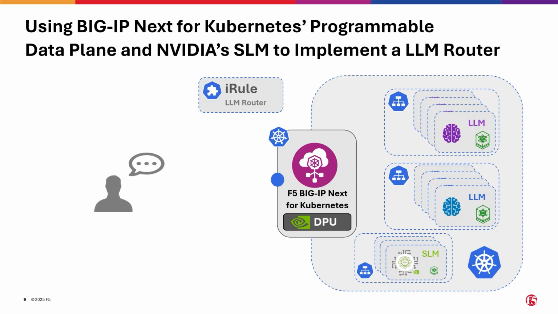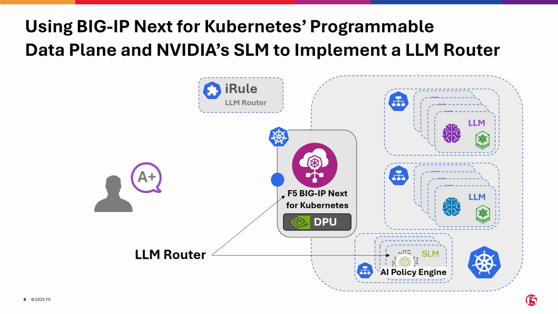When a user makes a request to the BIG-IP, our iRule logic is triggered. The iRule gathers the user's request and passes it to the NIM for classification. The model gives back the category for the request, and the iRule consults the prediction and routes the request to the best LLM for the job. We've turned NVIDIA's prompt classification NIM into a BIG-IP policy engine. Let's see this in action.